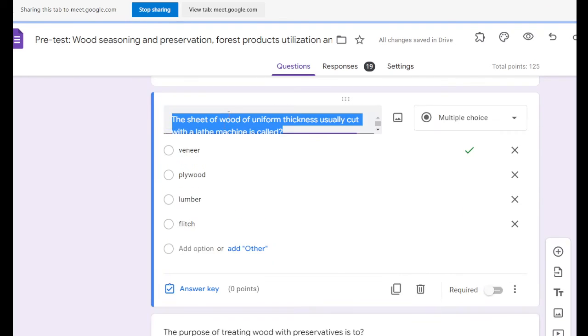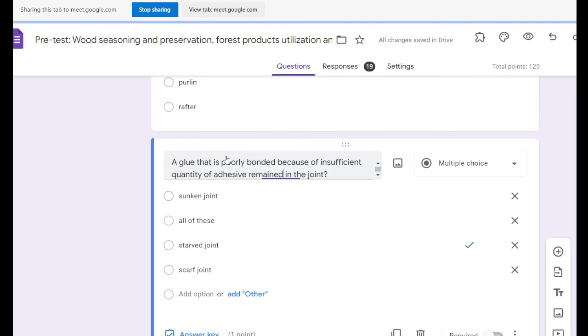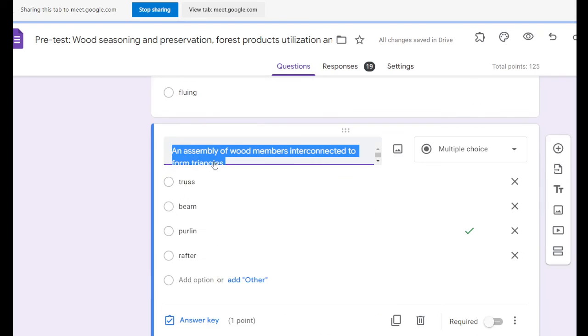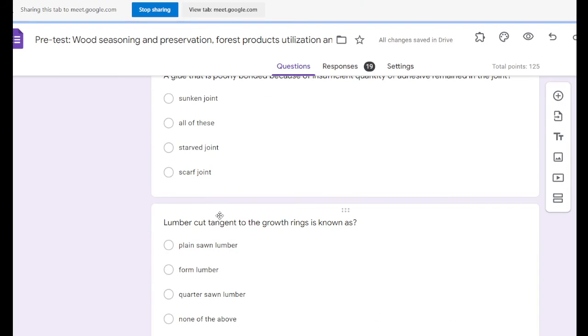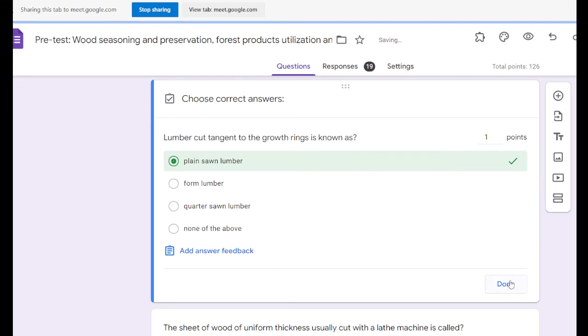Hindi points. Wait na ha. 0 point na. Points. 1 point.